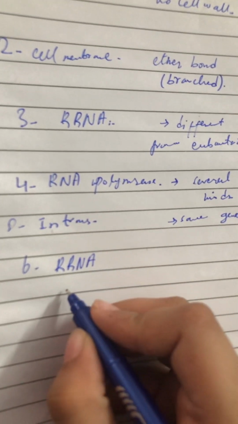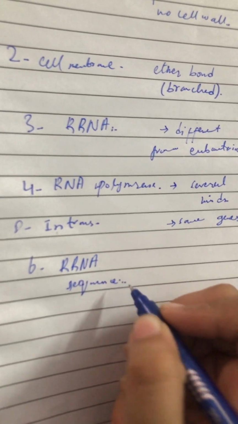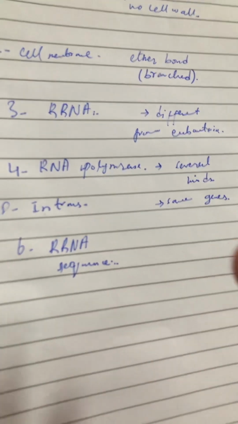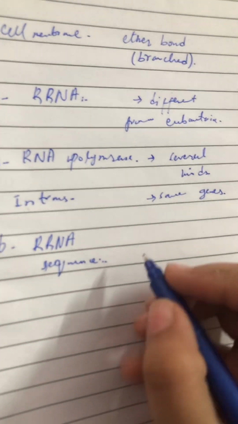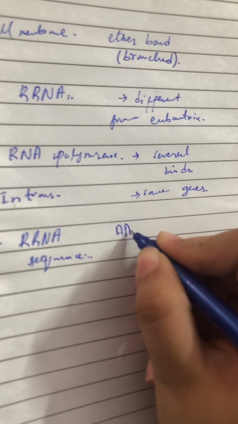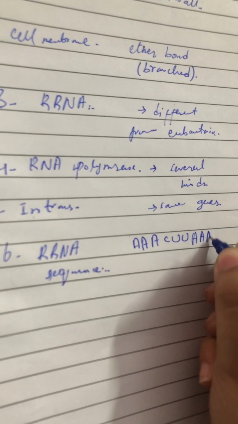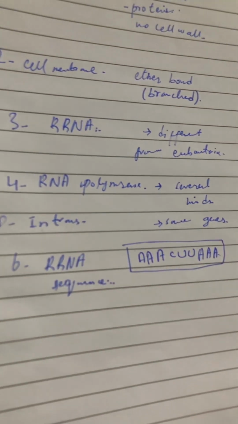After that, the sixth character we have is the rRNA sequence, the ribosomal RNA sequence. Sequence of RNA and DNA is, as we all know, very important in every cell. The rRNA sequence in Archea is like this: AAA.